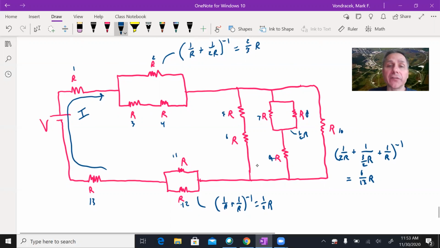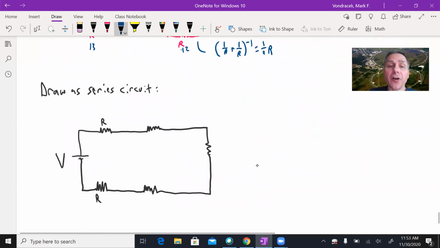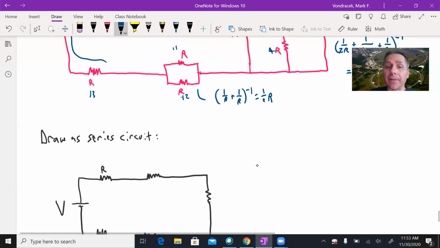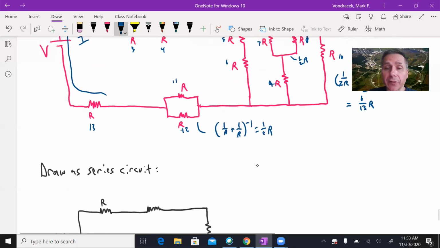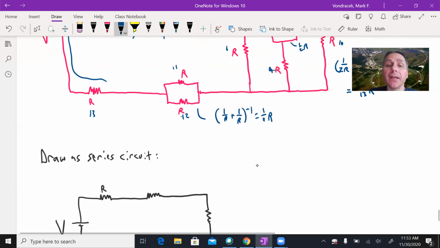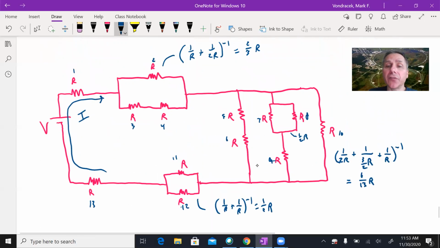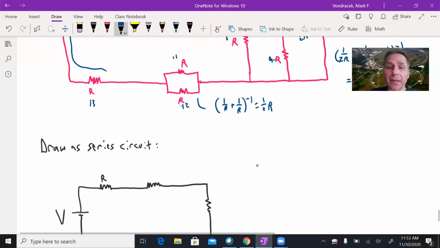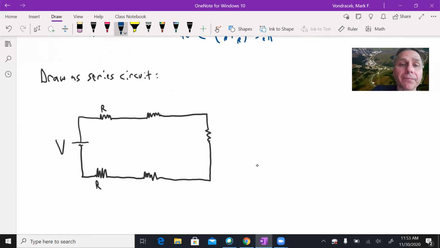Well, one thing I always teach my students to do when you have parallels, especially multiple parallels, is to redraw the circuit. I'm going to draw it as a series circuit down here. Series is just easier to work with. It's easier to look at and try to figure out. So I'm going to take these total resistances we just found and put them on these resistors down here. The top one was 2/3. We had this funny 6/13 R over here. And then we had a 1/2 R down in the bottom. And then those other two standalone resistors.